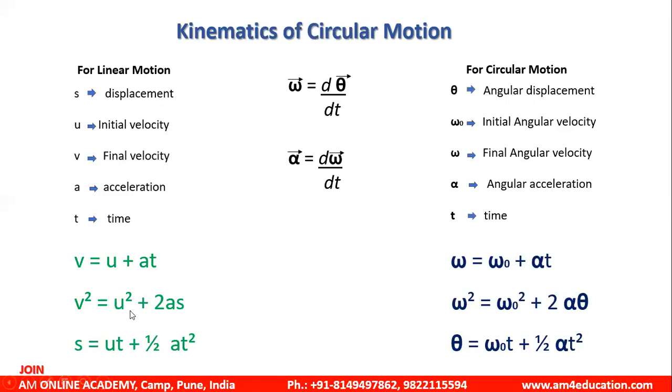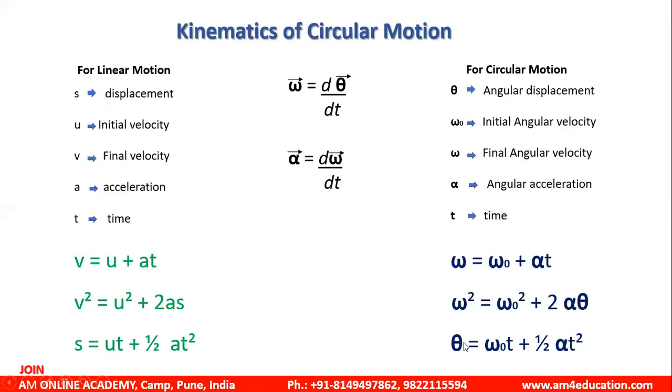Now here v square is equal to u square plus 2as, whereas in circular motion it is omega square equals omega 0 square plus 2 times alpha into theta, that is, 2 times angular acceleration into angular displacement. Similarly, the linear displacement s is equal to ut plus half at square.